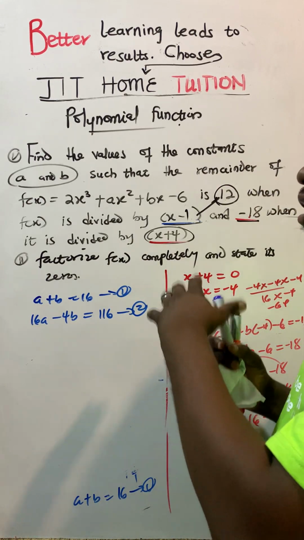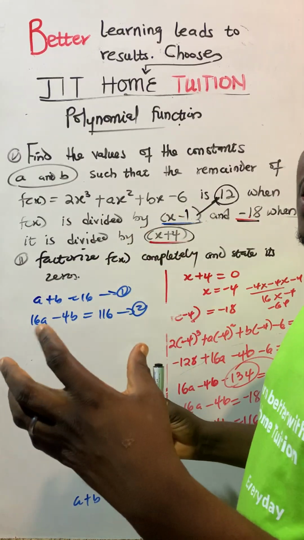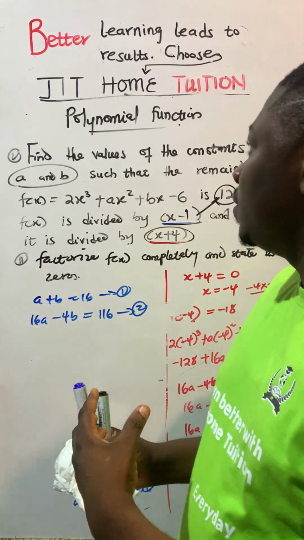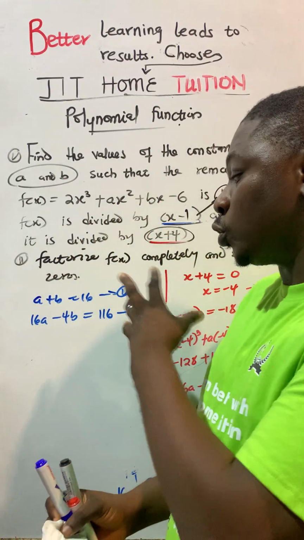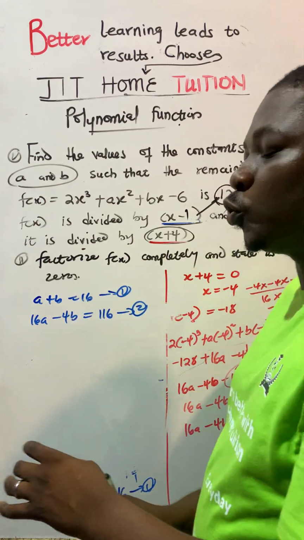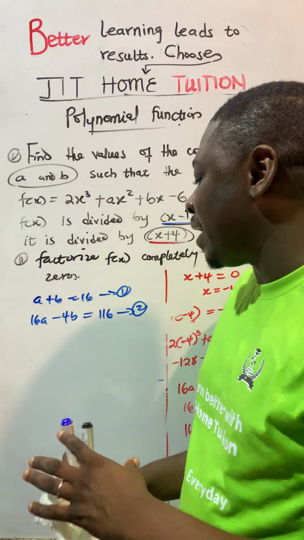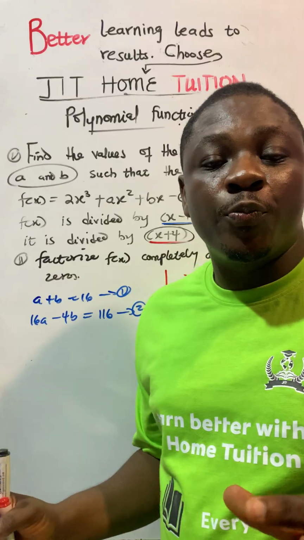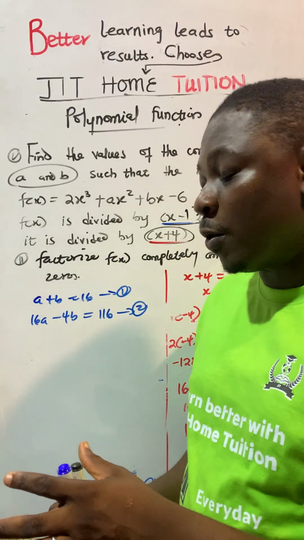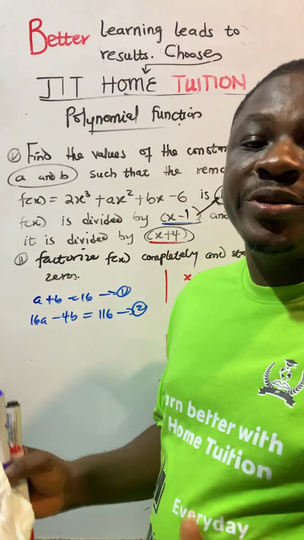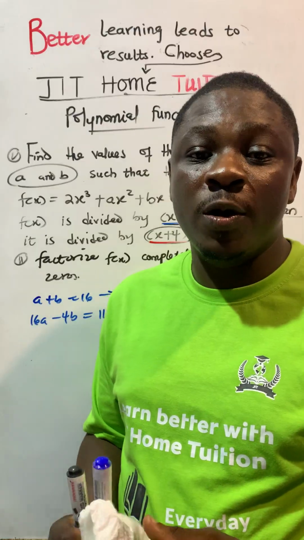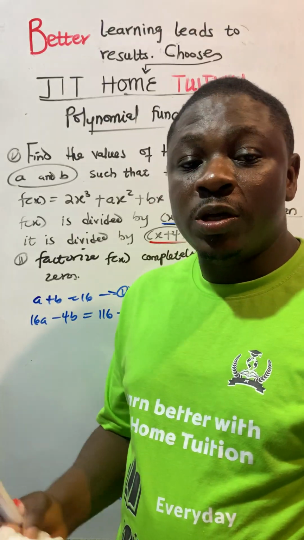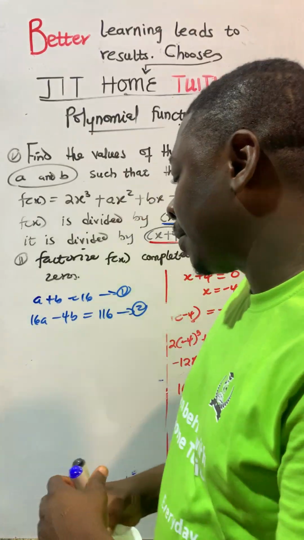Now, what we've done so far, we've used our understanding of polynomial functions to solve it up to this point. Where you've gotten to, it is your understanding of the simultaneous equation that will help you to find the values for a and b. All right. If you don't understand, we've treated that topic. I will encourage you to go and watch it, so that you get more understanding.